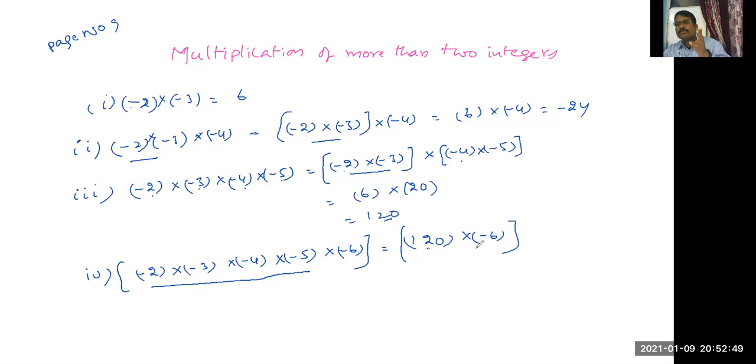The product of positive and negative, that's why we get a minus value. So 12 sixes are 72 as usual, besides which we put 0. So from the above products we can infer that the product of two negative integers is a positive integer, as already we told.